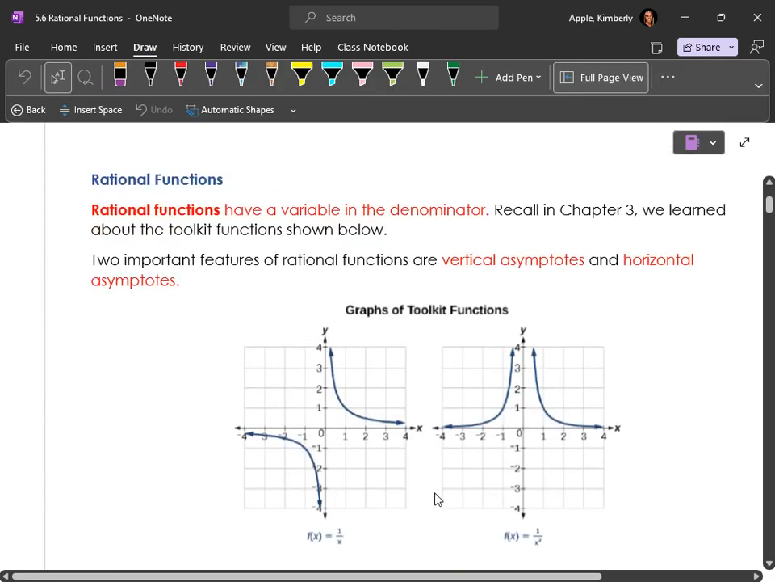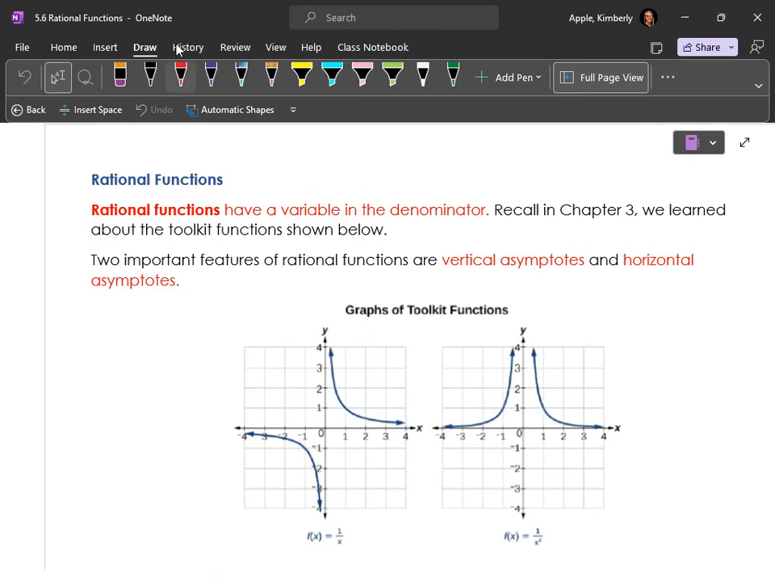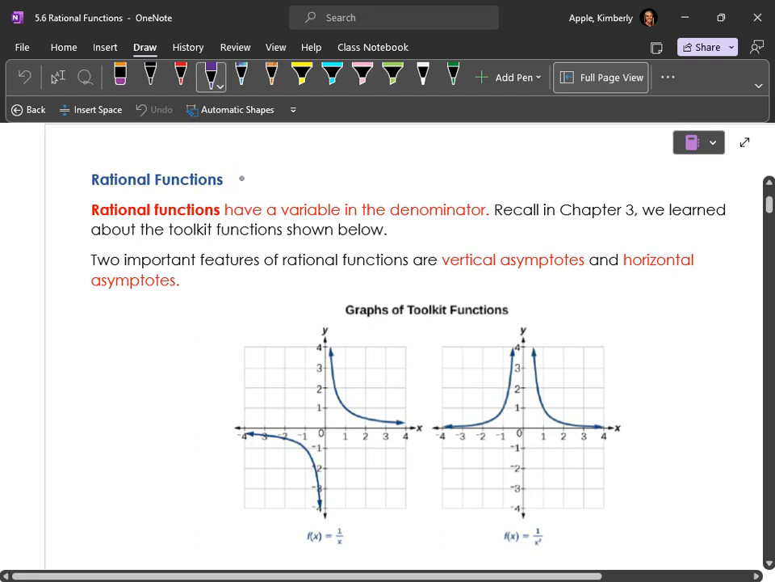All right, so this is section 5.6, rational functions. Luckily, this is stuff that you've already seen in Algebra 2, but this will just be a quick overview. By definition, a rational function has a variable in the denominator.